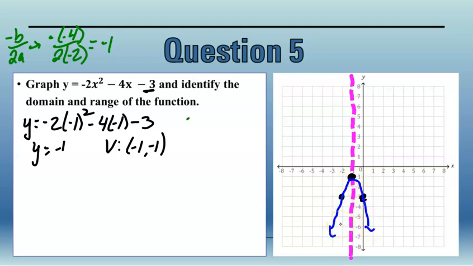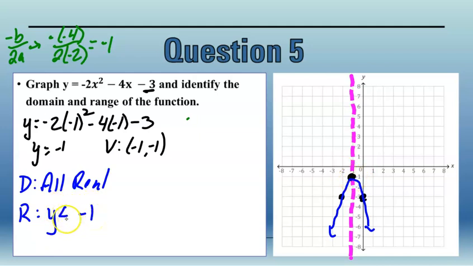And we can answer our question, which is the domain. The domain for all parabolas is all real numbers. The range, I look at my vertex. My vertex, the highest point, is negative 1. It never goes above negative 1, so this would be y less than or equal to negative 1.